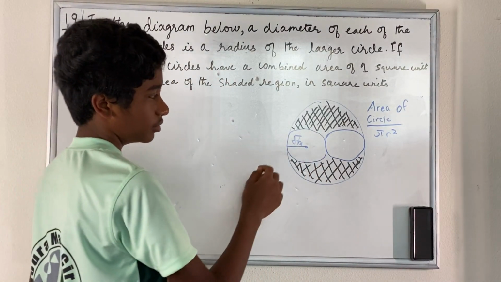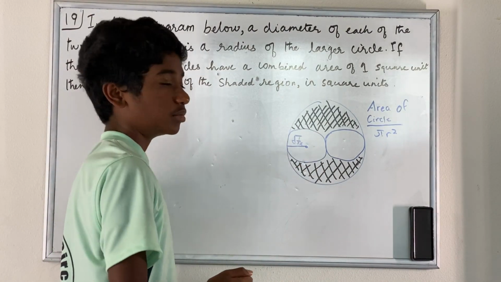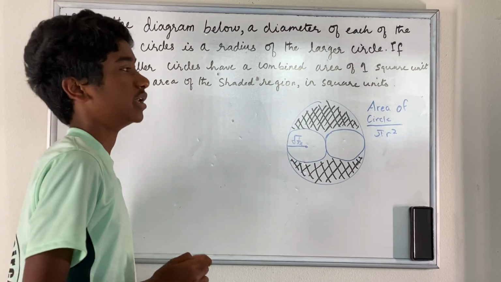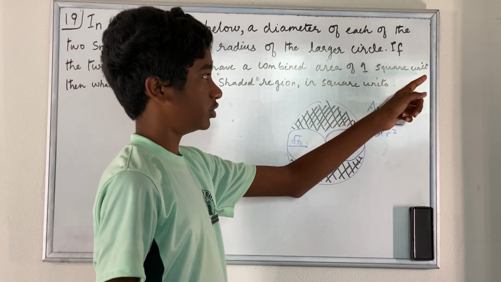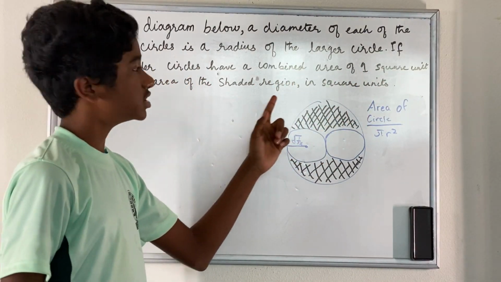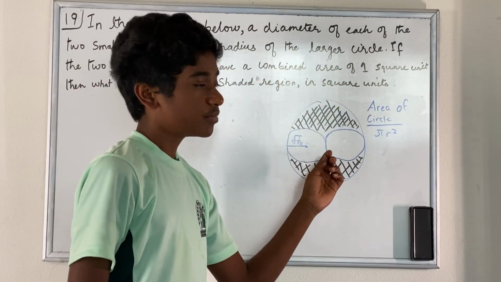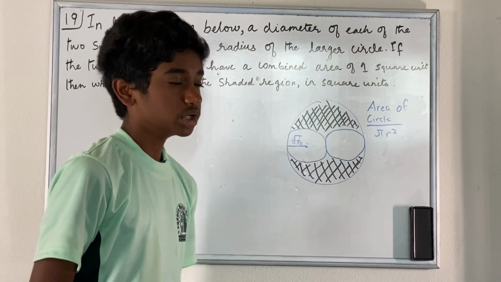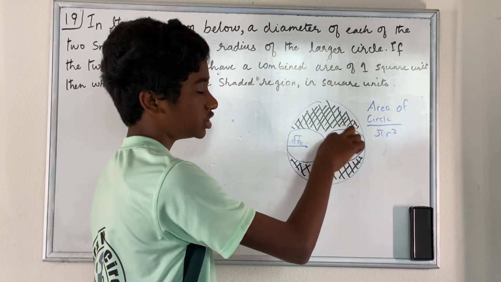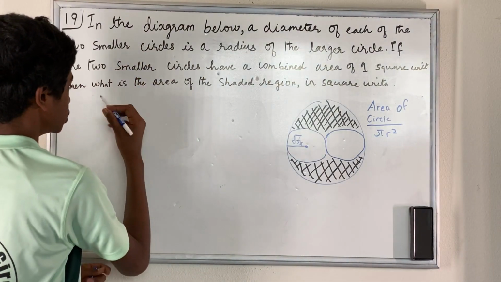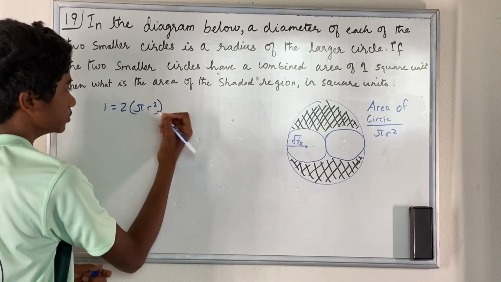So here, we were able to find out that the radius is the square root of 1 over 2 pi. But how we got to the answer, I will explain now. So in the problem right here, the two smaller circles have a combined area of 1 square unit. What it explains is that if you add these two circles up, you get an area of 1. And if we take the area of one circle as pi r squared, we get 2 pi r squared is equal to 1. So 1 is equal to 2 times pi r squared.